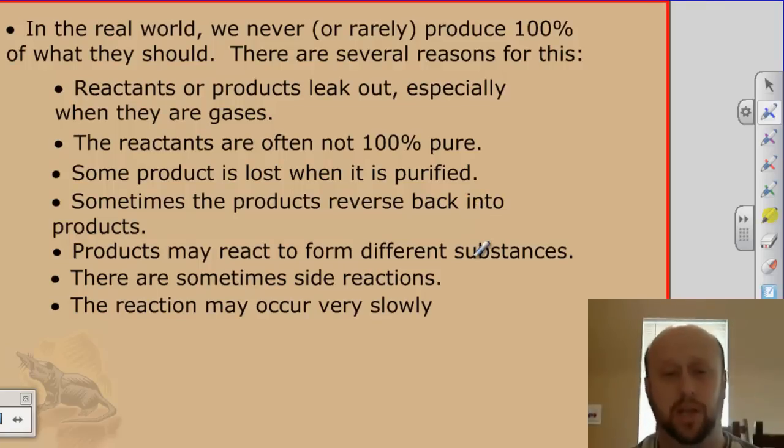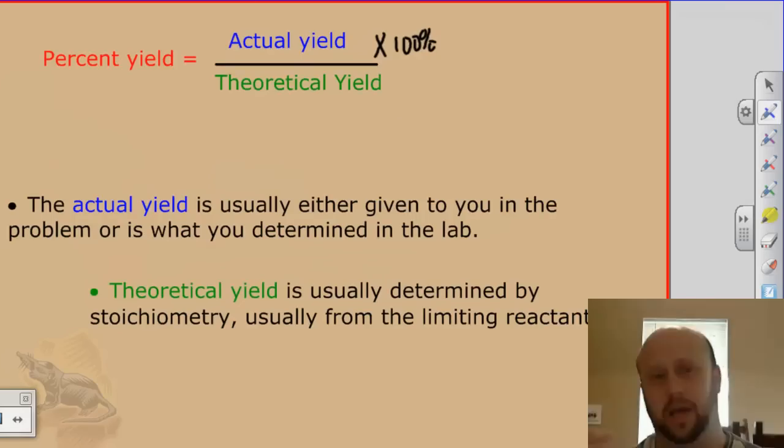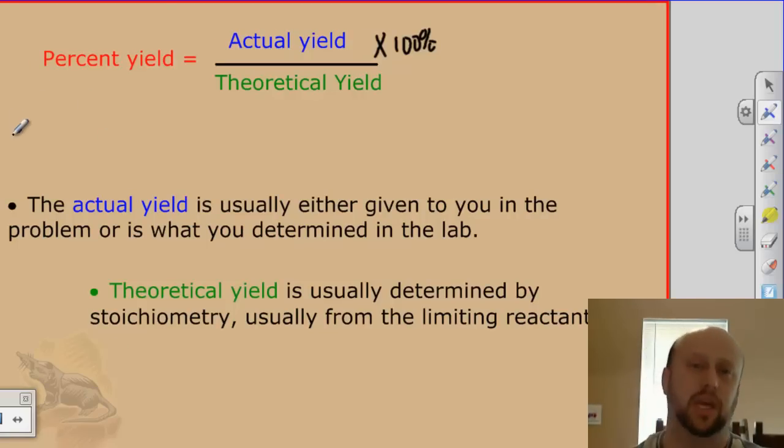That's really common. Sometimes the products react really quickly to form other things. There are side reactions. Sometimes you may get 100%, but it just happens so slowly that it's not useful to you. Okay, so all of those are reasons why we need this, which is called percent yield. Percent yield basically tells us how much you got compared to what you thought you were going to get. If you got everything that you thought at the end, then you would get 100% yield, but usually you get lower than that.